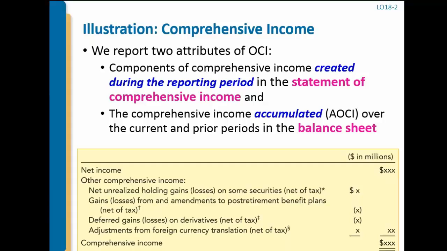The reason that these items are not flowing through the income statement is there is the belief, and I can't argue with this in general, that these do not represent the day-to-day or the year-to-year operations, but are other items that are essentially affecting the wealth of the organization. Okay, so that's kind of the deal there.